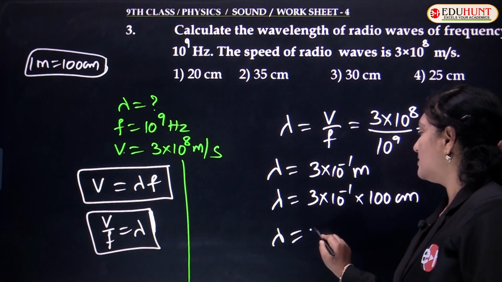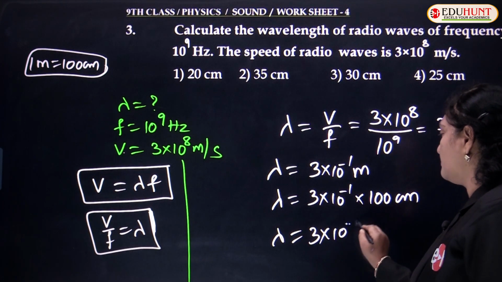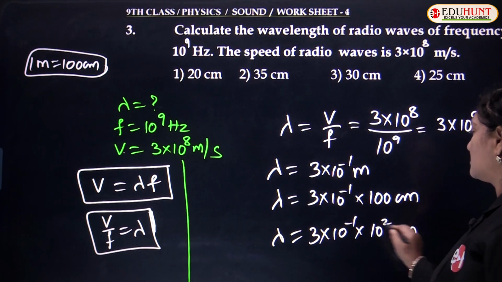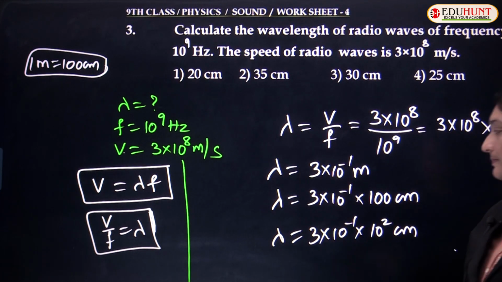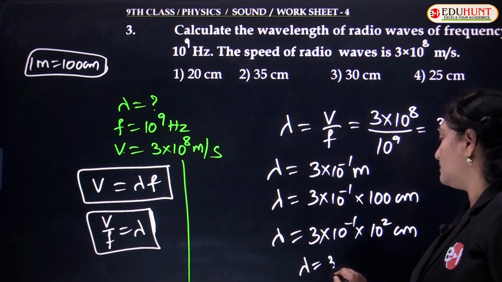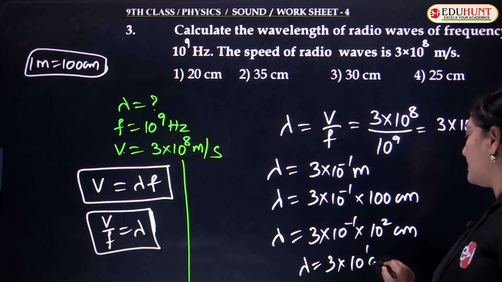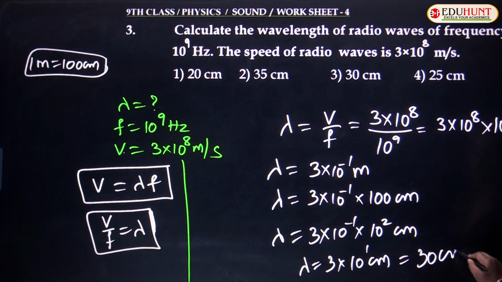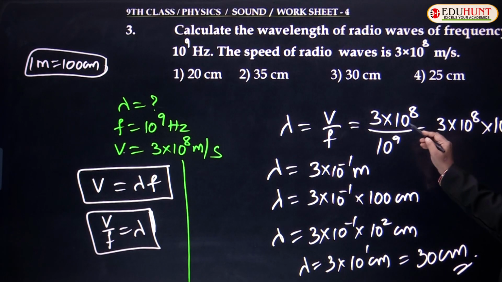Or lambda equals to 3 into 10 power minus 1 into 10 power 2 centimeters. Minus 1 plus 2 is 1. So lambda equals to 3 into 10 power 1 centimeter. 10 power 1 is 10. So this is equals to 30 centimeters. So how much is the value of lambda? 30 centimeters.